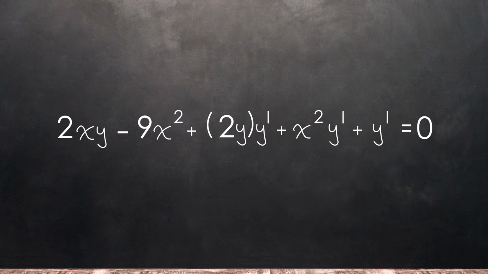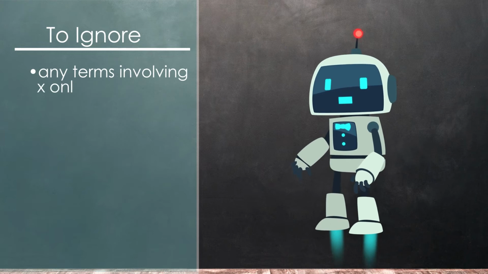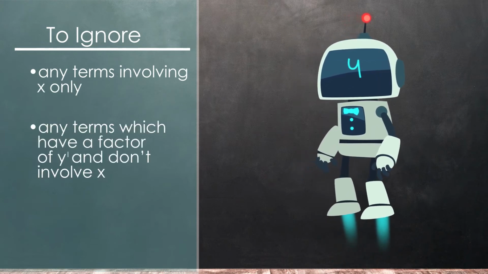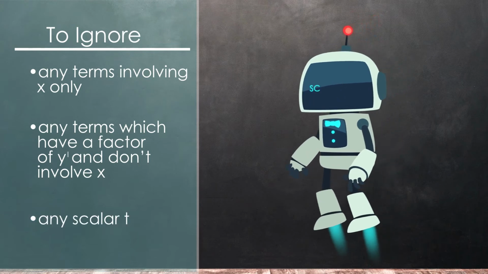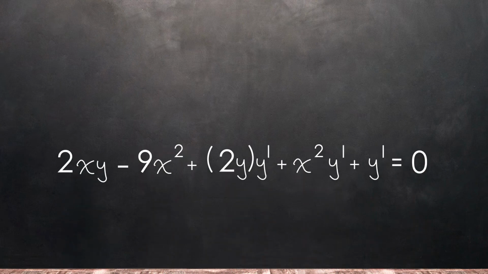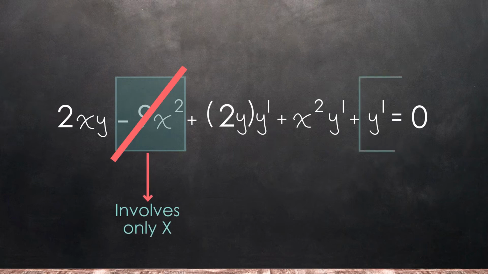To find this function easily, we can ignore some terms in our original differential equation. These terms are those involving x only, any terms which have a factor of y prime and don't involve x, and any scalar terms. In our equation, this means we can ignore the term negative 9x squared since it involves only x. We can ignore the term y prime since it does not involve x.